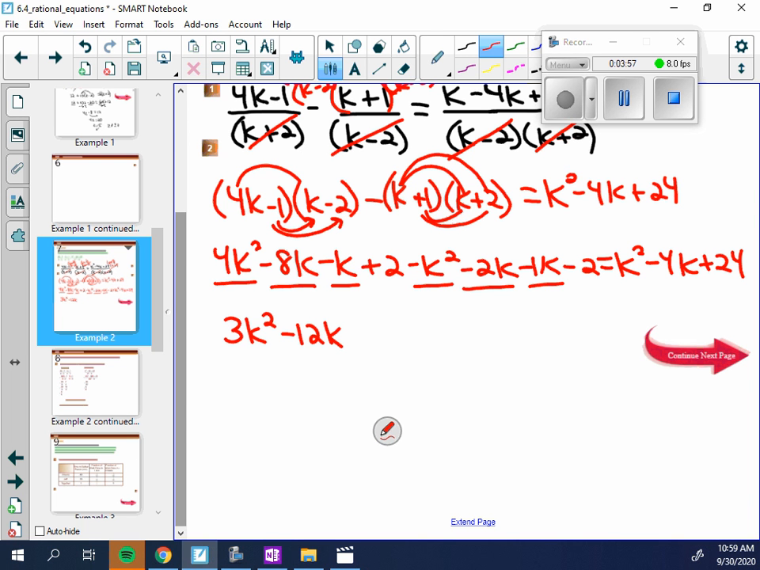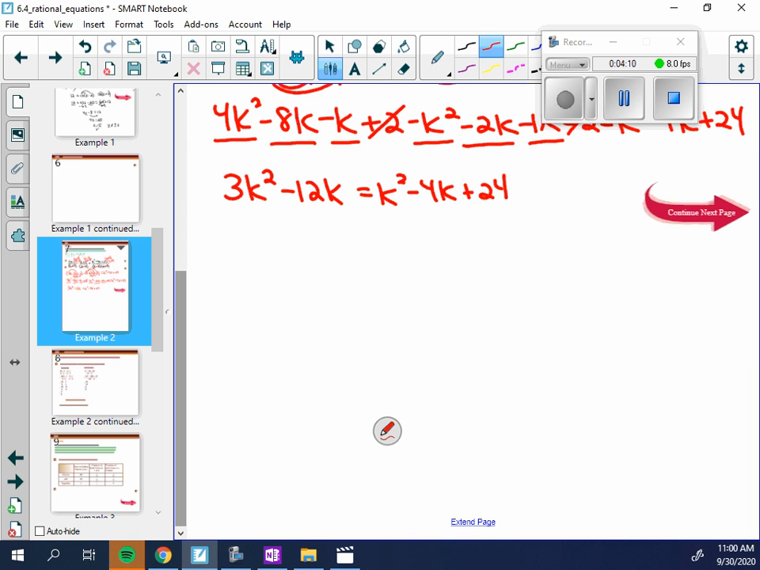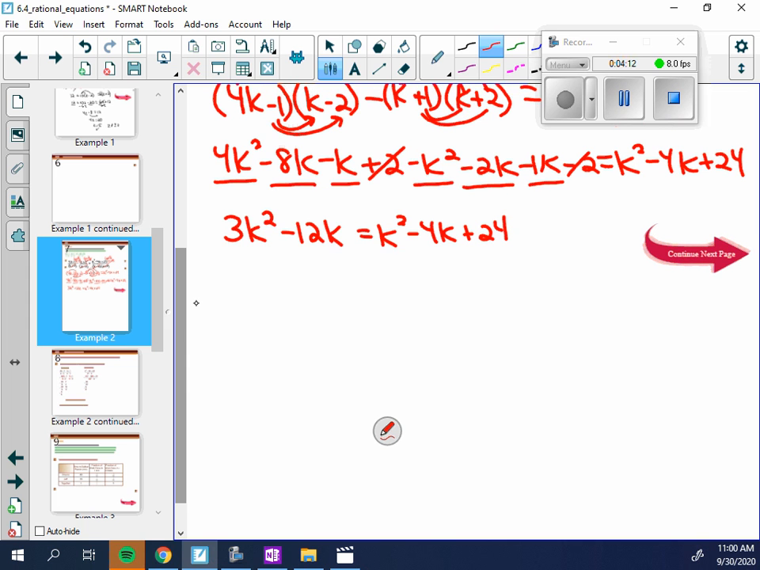Is that what you did, really? I don't have that answer on my sheet. And then the 2 and the 2 cancel. On the other side, you have k squared minus 4k plus 24. Again, it's just a quadratic, but it's all mixed together. So we want to make sure that it's just all on one side.